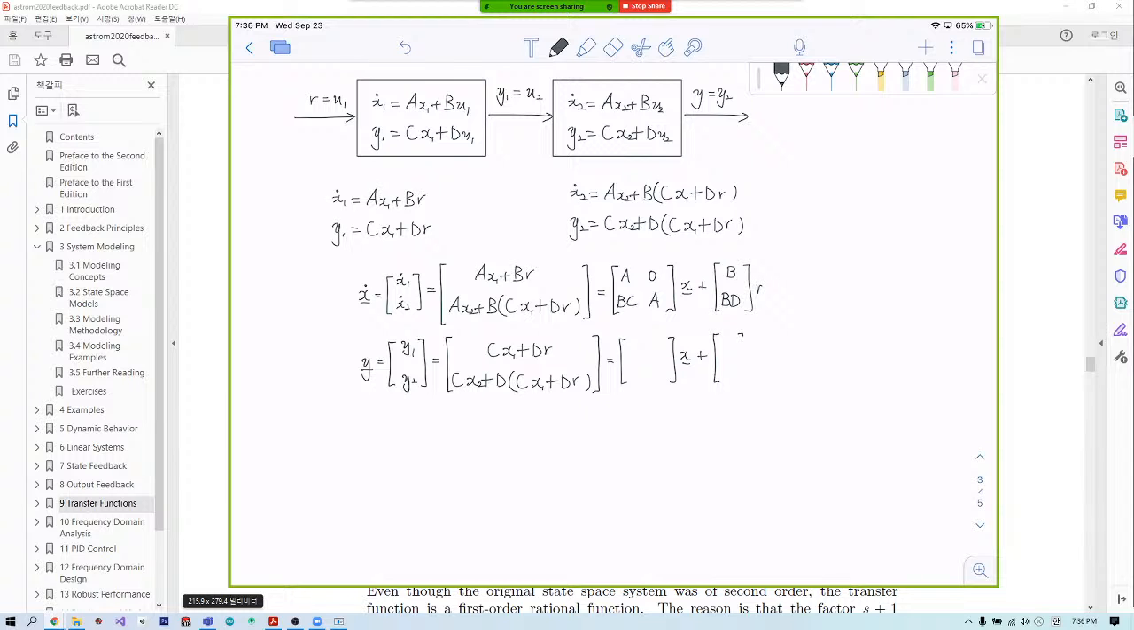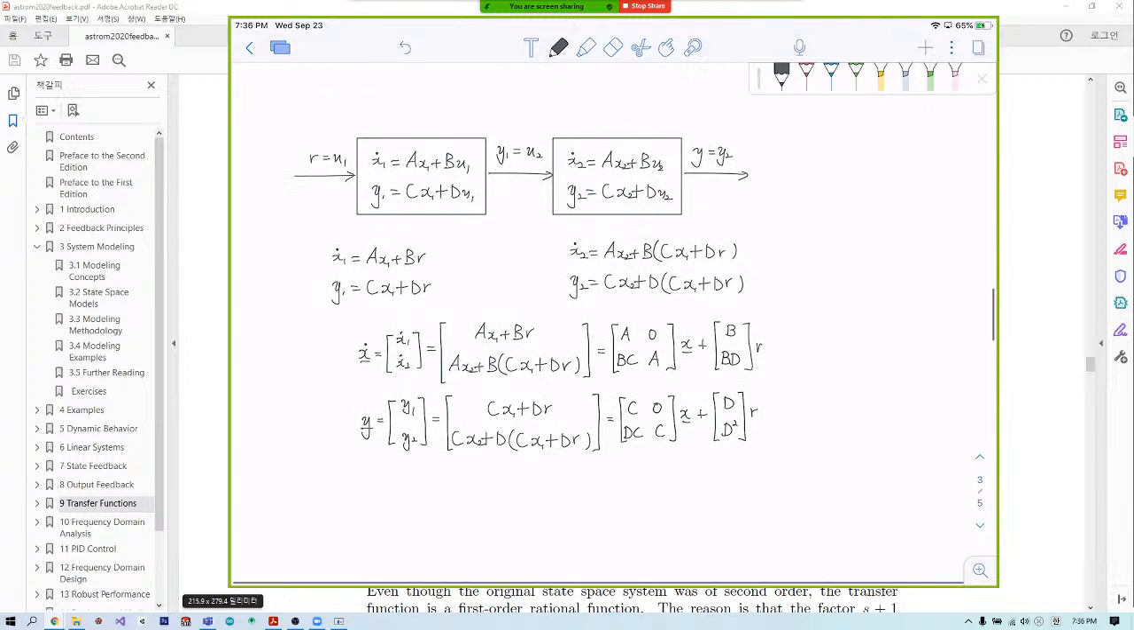Again, we have c multiplied to x1, but we don't have any x2 term here. We got d, and what about here? We got d times c and c, and we got d times d. Is it correct? Not sure. Let me go do the calculations real quick once again.